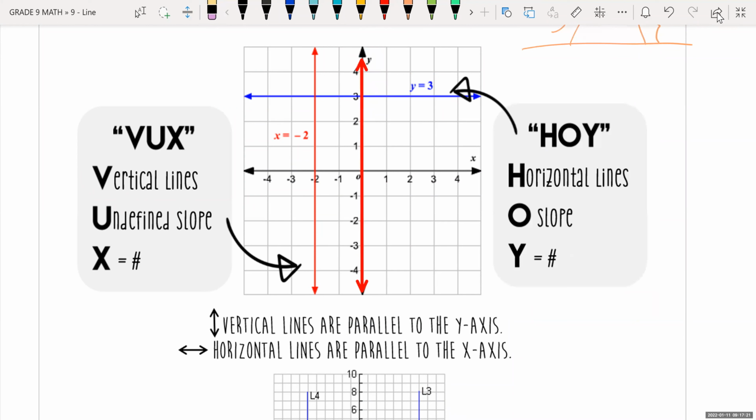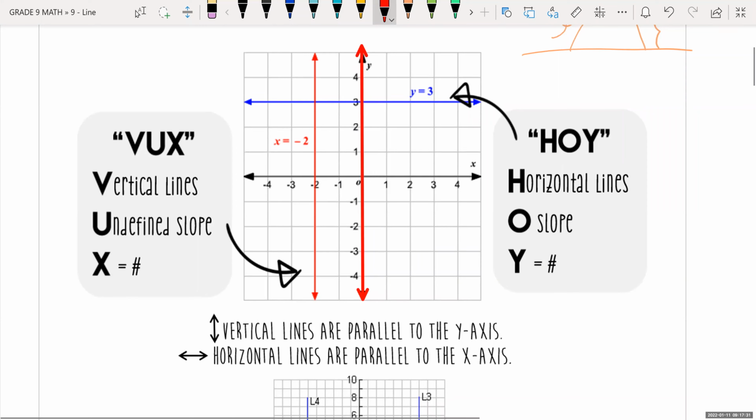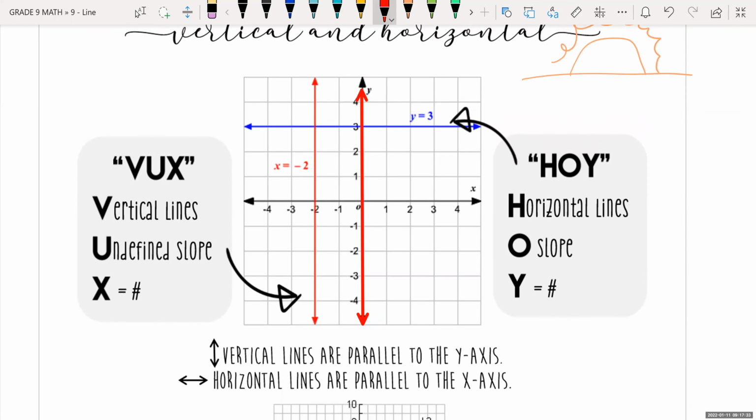This is my y-axis, and the red line is my vertical line. You can see that both of these lines will never ever cross, and parallel lines don't cross. They don't meet. So that's why it's said that vertical lines are parallel to the y-axis.